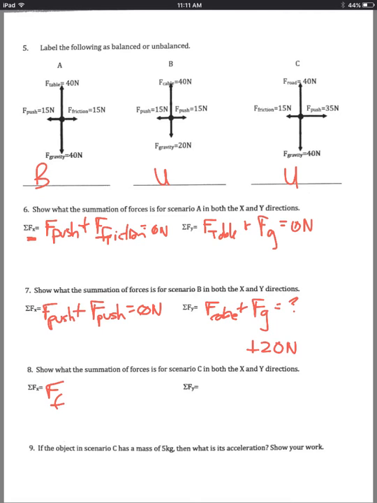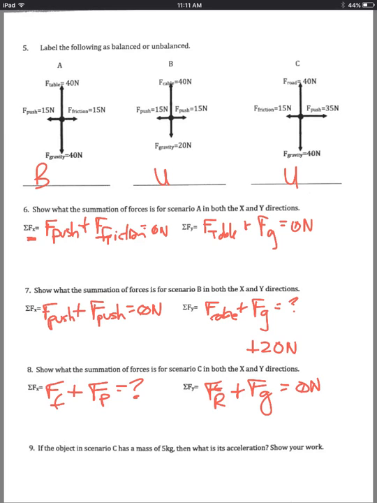And number 8 here, the X, I have force of friction plus force of push. I'm just going to write F sub P. And then equals, and again, the question mark, because they're not balanced, and so they have to equal something other than 0. And then the Y, we have force of road plus force of gravity. And that one does equal 0 newtons because they are balanced.